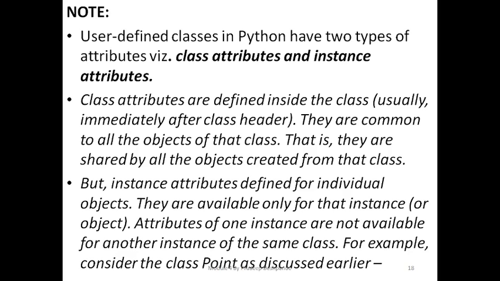If we define the attributes within a class, just after the class name we are defining some variables, those are called class attributes. They are visible to all the functions defined for all the objects created from that particular class. Whereas instance attributes are defined for individual objects. They are available only for that particular object. Attributes of one instance are not available to another instance of the same class.